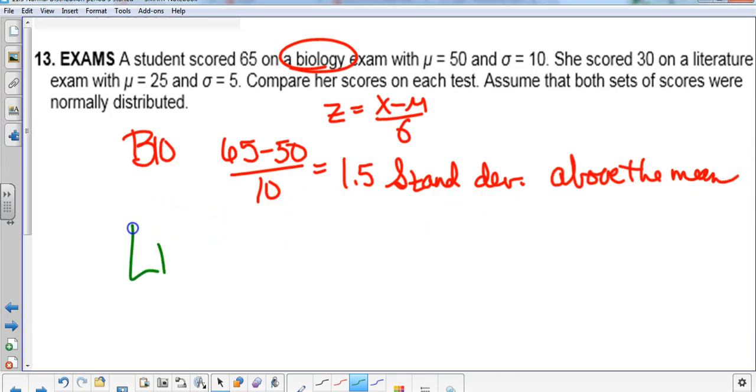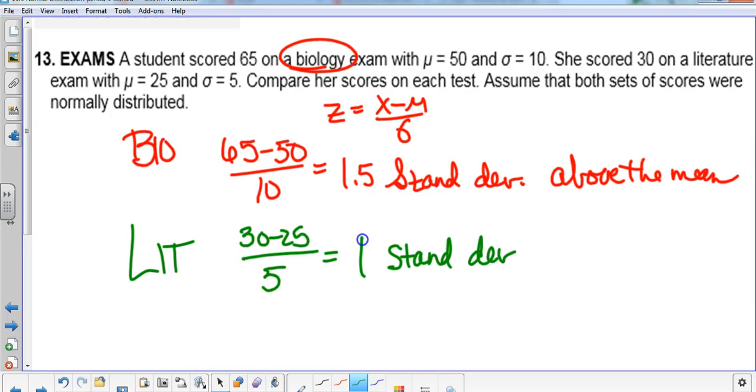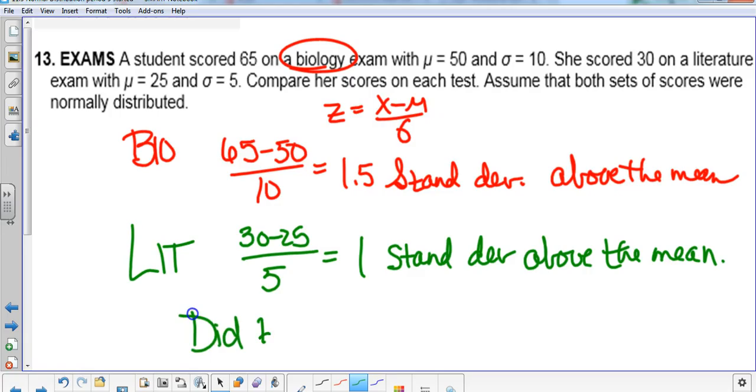What about lit? On her lit test, she got a 30 out of 25, where the mean was 25 and the standard deviation was 5. So what'd she get there? Only one standard deviation above. So which comparatively did she do better on? Okay, she scored further above the mean score on the bio test.